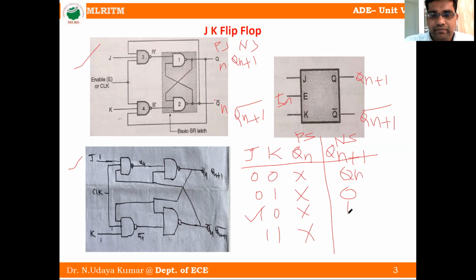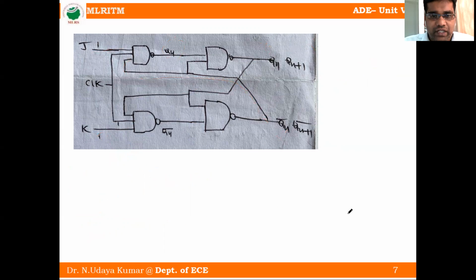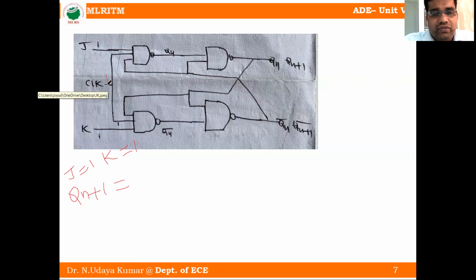Then the last case. What is the last case? J is equal to 1 and K is equal to 1. Find the next state Qn plus 1. So Qn plus 1 is equal to, here the clock is 1 and this one is Qn bar whole bar, we will get Qn. And K is equal to 1, clock is 1 and this one is Qn, we will get Qn bar.